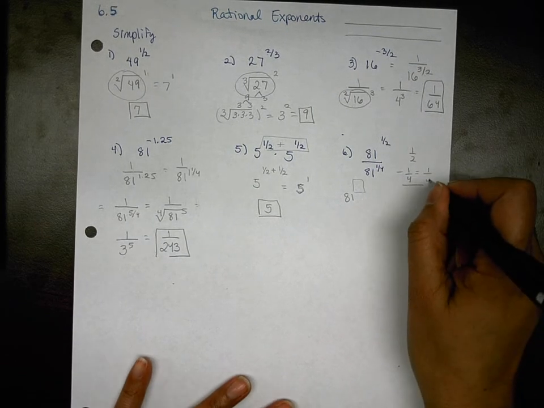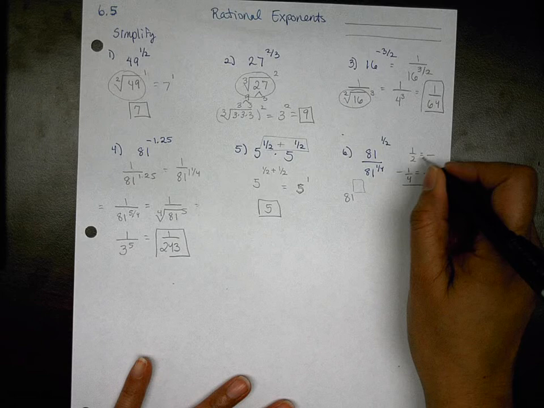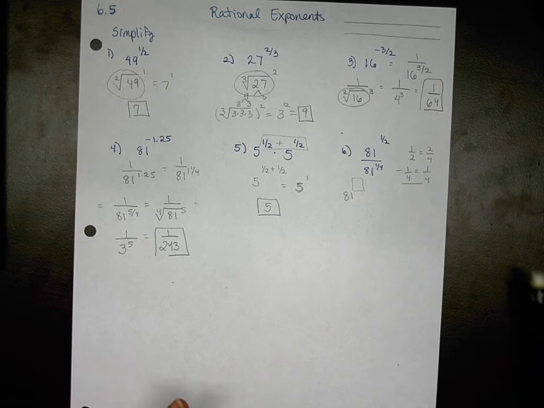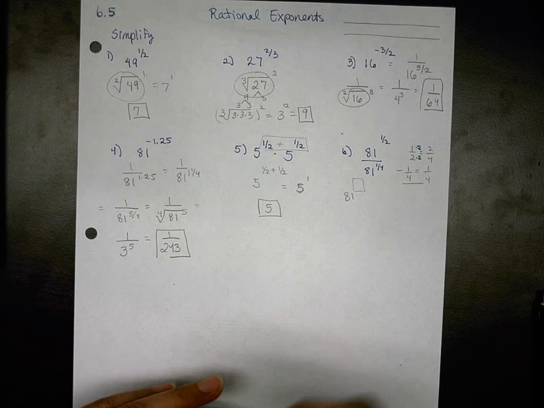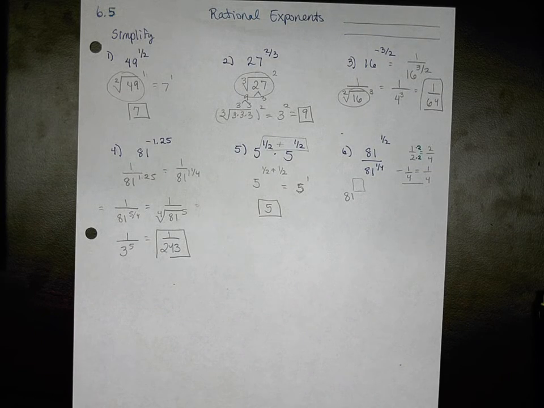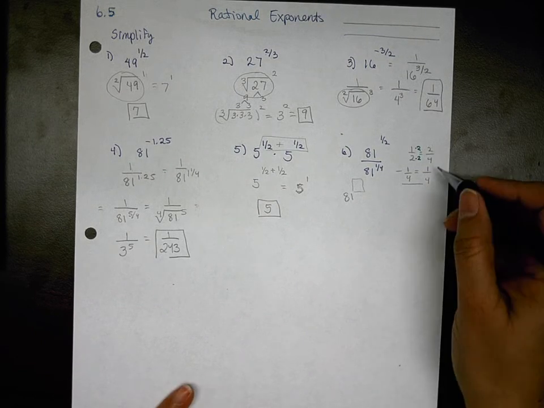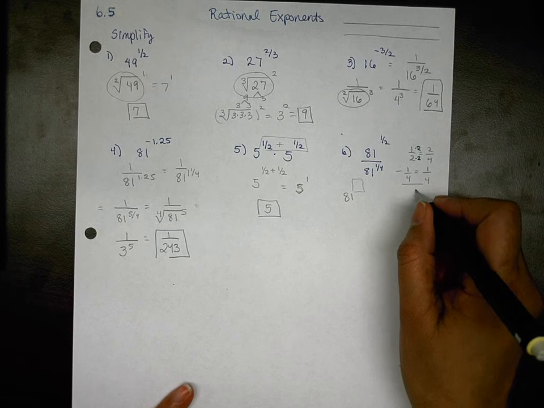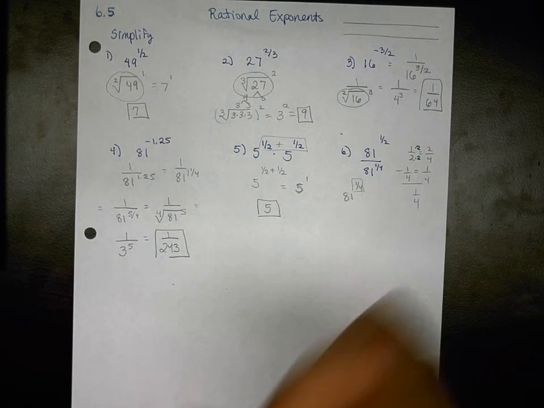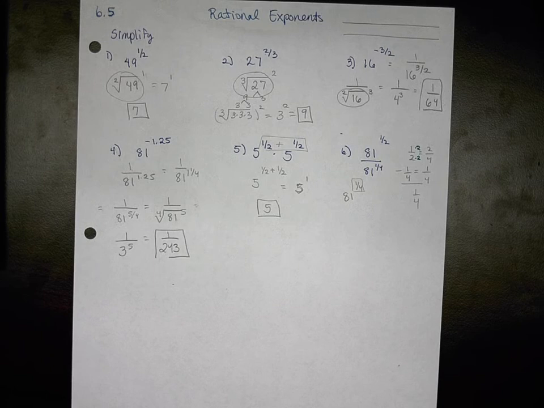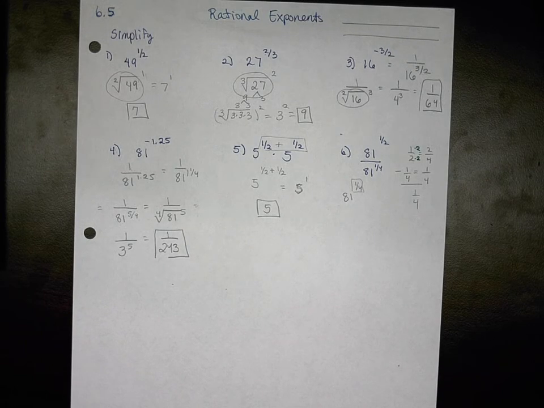This is going to stay 1/4. Multiply top and bottom by 2, you get 2 over 4. 1 times 2 is 2. 2 times 2 is 4, and the reason I did that was to get them to be common denominators. 2/4 take away 1/4 is 1/4. So I have 81 raised to the 1/4. I'm not done, but I have 81 raised to the 1/4.